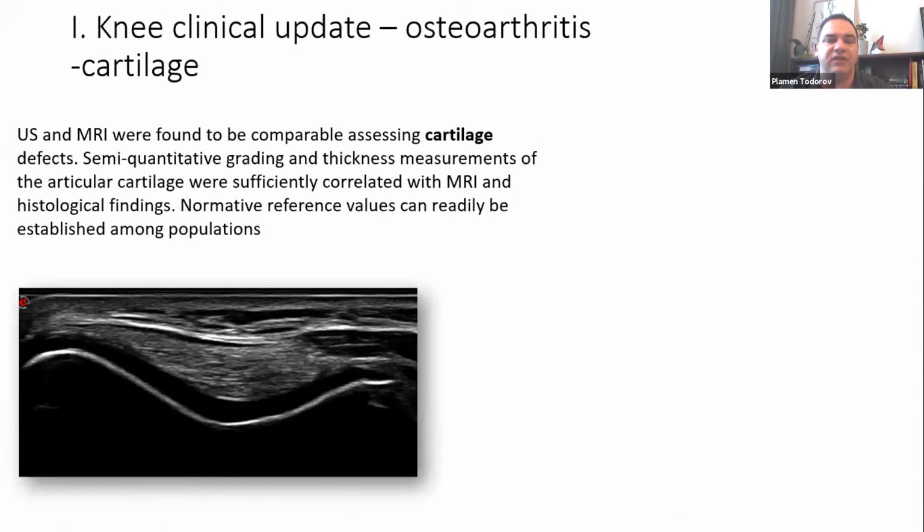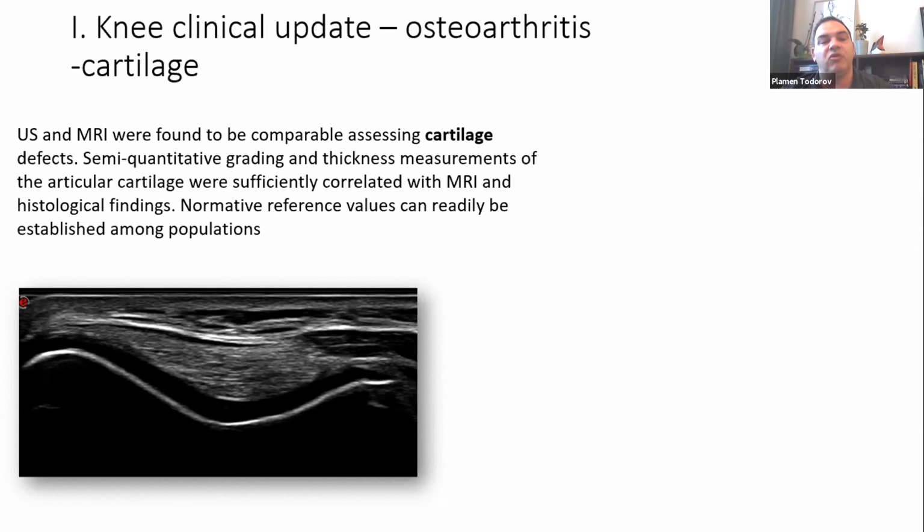Considering the clinical update on the clinical application for osteoarthritis, we have several domains: the cartilage, the new bone formation or osteophytes, the meniscal protrusion, and the fluid. Ultrasound and MRI were found to be comparable in assessing cartilage depth. As you see here, the cartilage is well seen as an anechoic layer of equal thickness overlying the bone. Semi-quantitative grading and thickness measurements of the articular cartilage were sufficiently correlated with MRI and also histology.